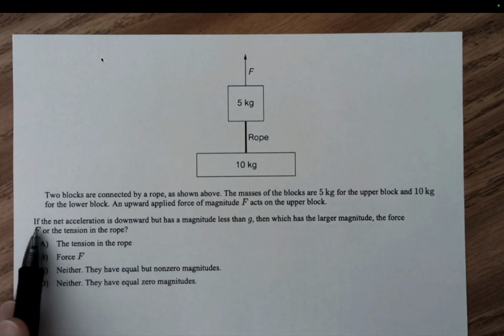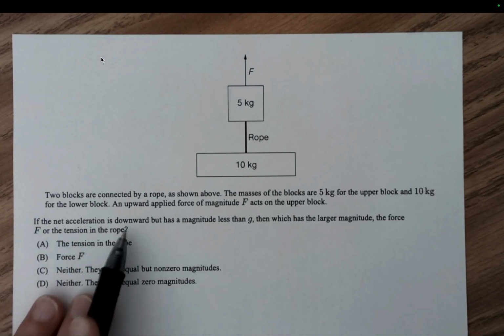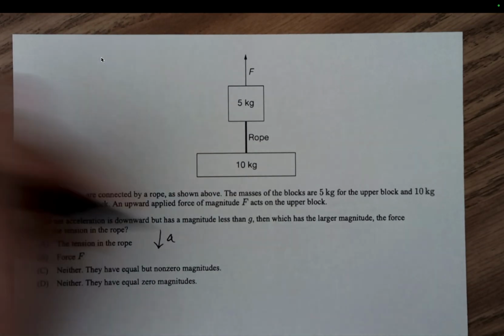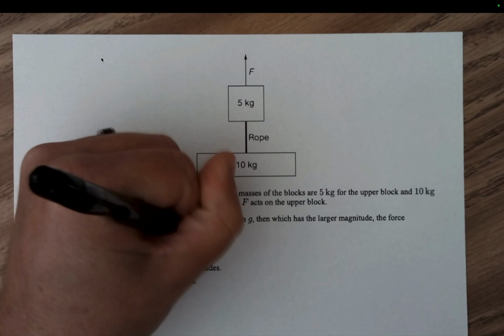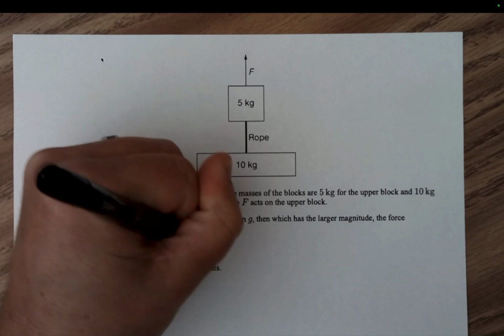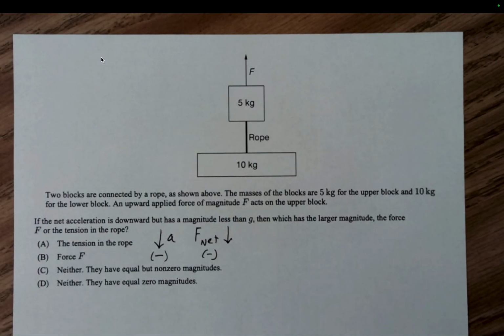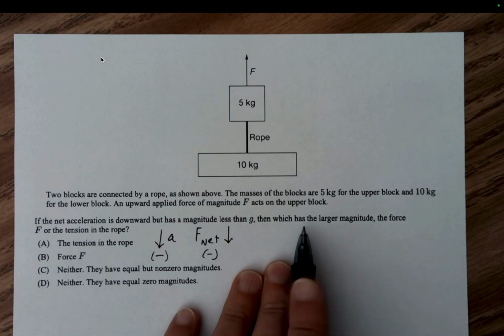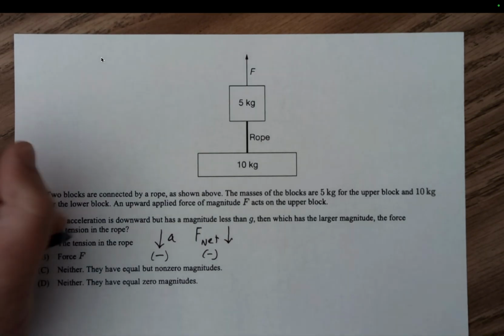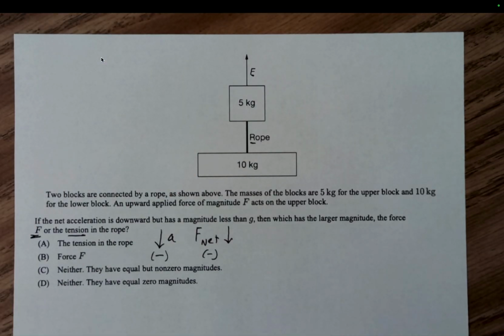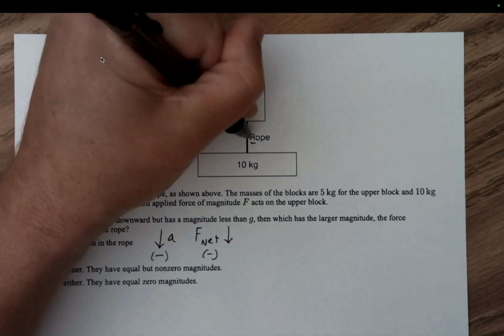So then we're given this question here: if the net acceleration is downward, so we're saying everything's going to be accelerating down, that means our net force needs to be going down. So that means we should have negative acceleration, a negative net force, if we keep with our standard positive and negatives for up and down. So we're asking which has a larger magnitude, the force F or the tension in the rope. So we're given this F and this tension in the rope. So that's what we're trying to compare, this F here and the tension from this rope here.